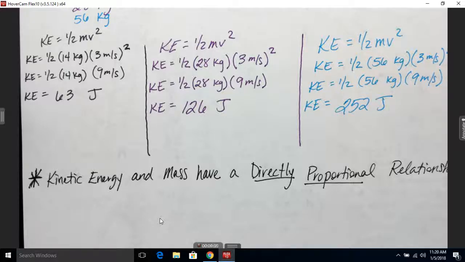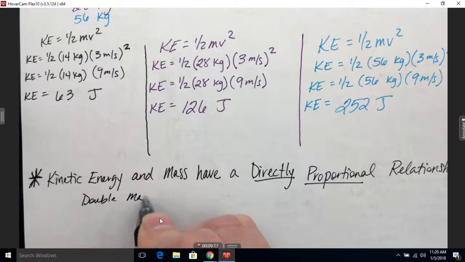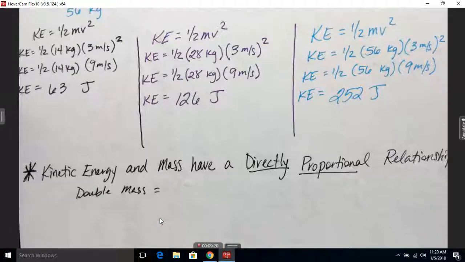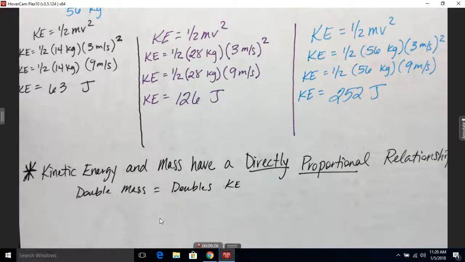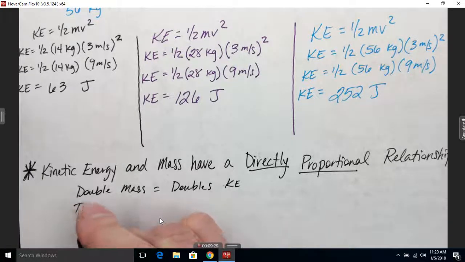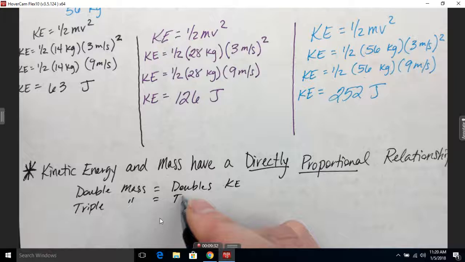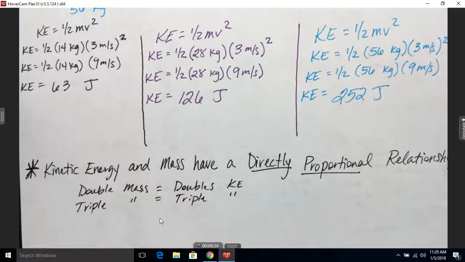If the mass changes, then the whole thing will change. The relationship is between kinetic energy and mass. So if the mass changes, what happens to the kinetic energy? It changes the same as the mass, whatever it is. So let's say we double the mass. What does that do? Doubles kinetic energy. What if we triple it? Triple mass, triple kinetic energy. Those little lines mean the word comes down. Okay?